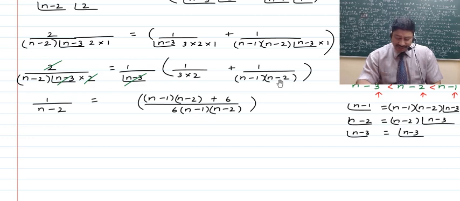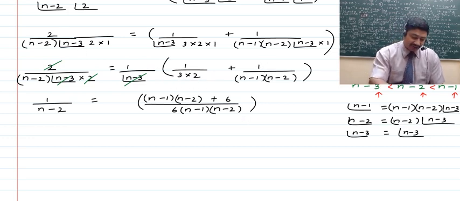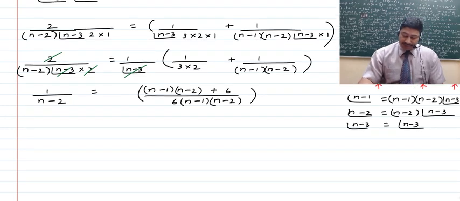So the LCM will be the product of all of these different numbers, that is 3 into 2 into (n minus 1) times (n minus 2). Now next, you will have (n minus 1) times (n minus 2), which will be multiplied with 1 to become the numerator of the first fraction, and then you will have 3 into 2, that is 6, to be becoming the numerator of the other fraction. Now next, what we do is we will solve this out.